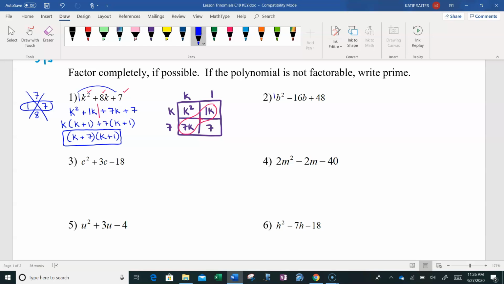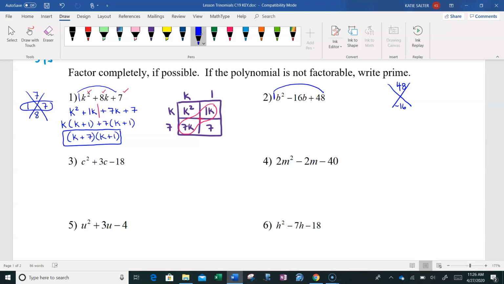So the next step is we take this first coefficient here and we multiply it by the last term. This is our AC product. So 1 times 48 would give us 48. And then we put the middle coefficient down here. That is our sum, because we're looking for what multiplies to 48 but adds to -16.